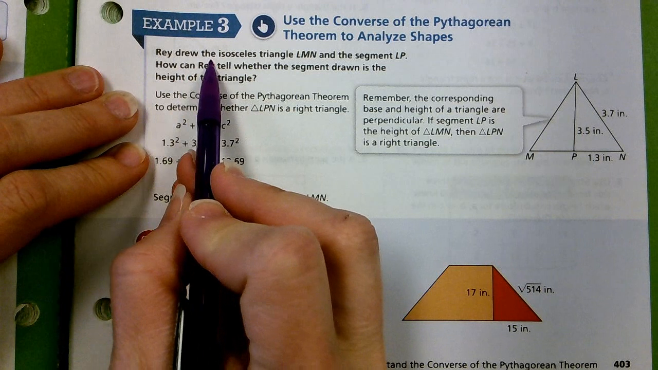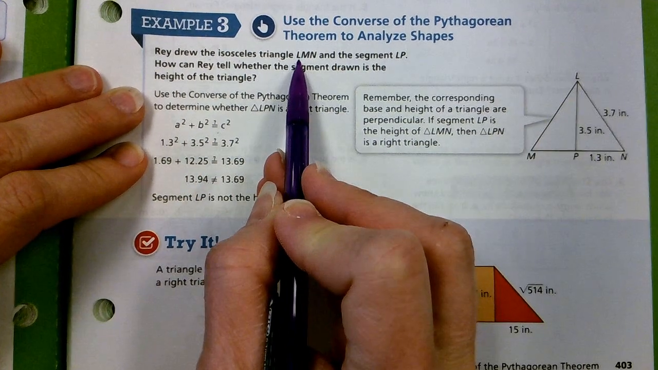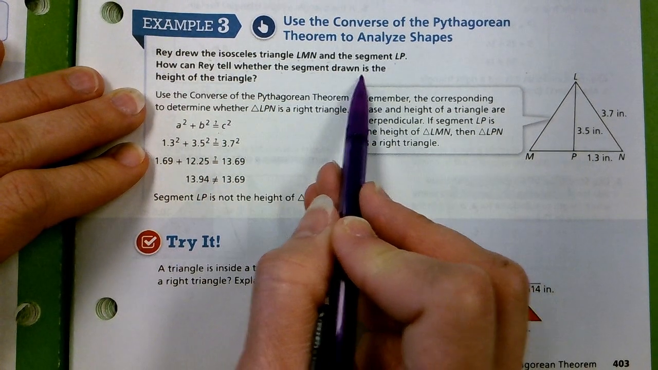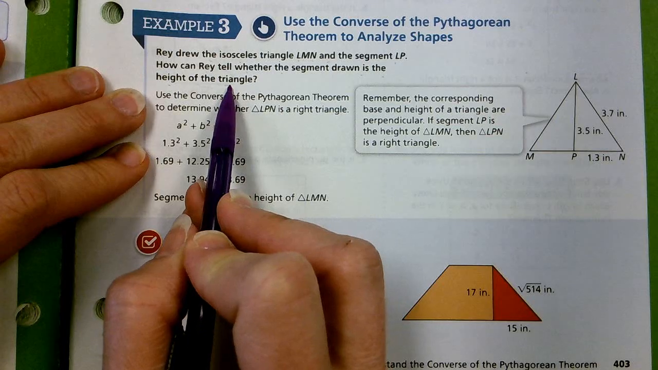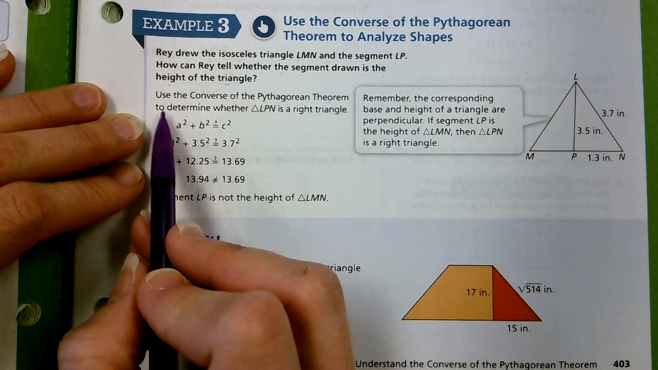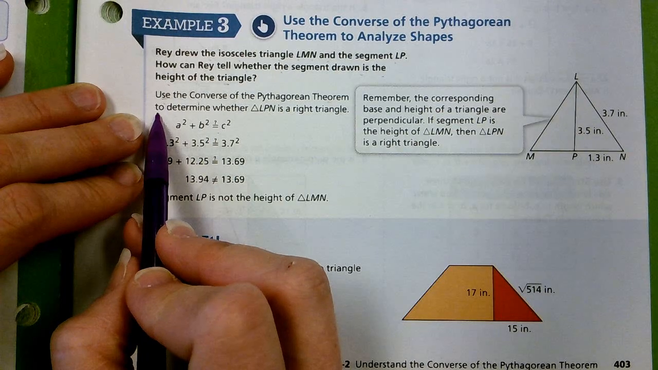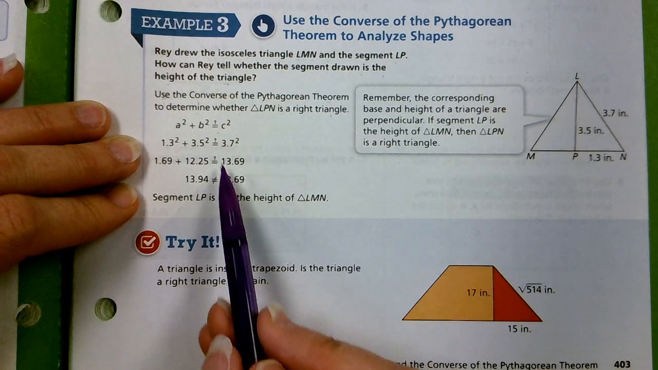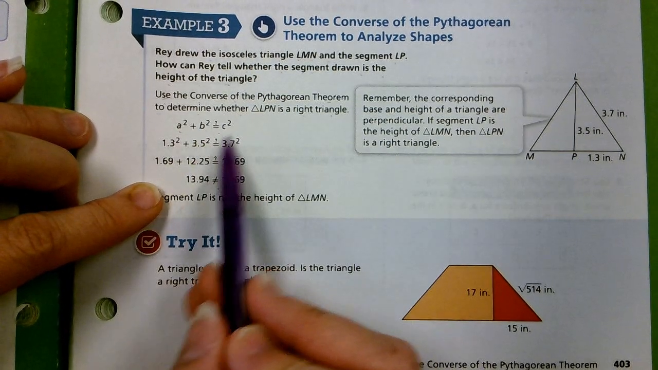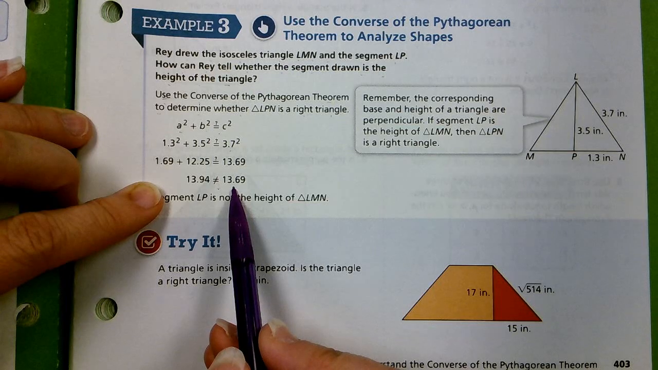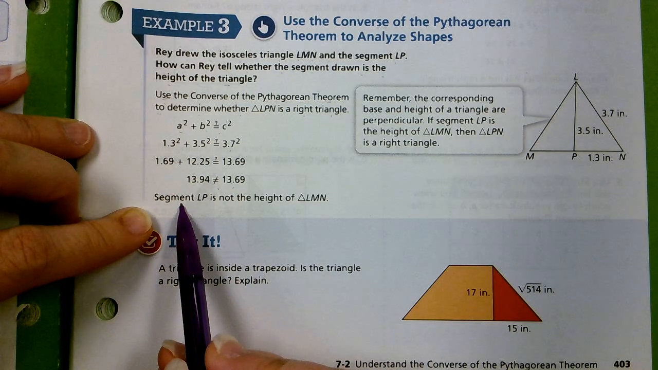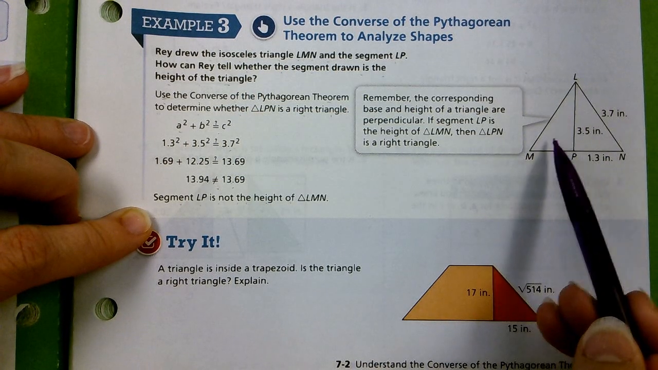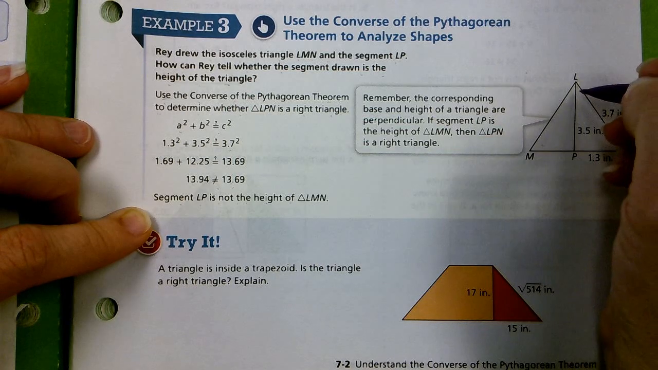It says, Ray drew the isosceles triangle LMN and the segment LP. How can Ray tell whether the segment drawn is the height of the triangle? Use the converse of the Pythagorean theorem to determine whether LPN is a right triangle or not. So they did a squared plus b squared, does it equal c squared, right? And found that segment LP is not the correct height for LMN. So this one right here.